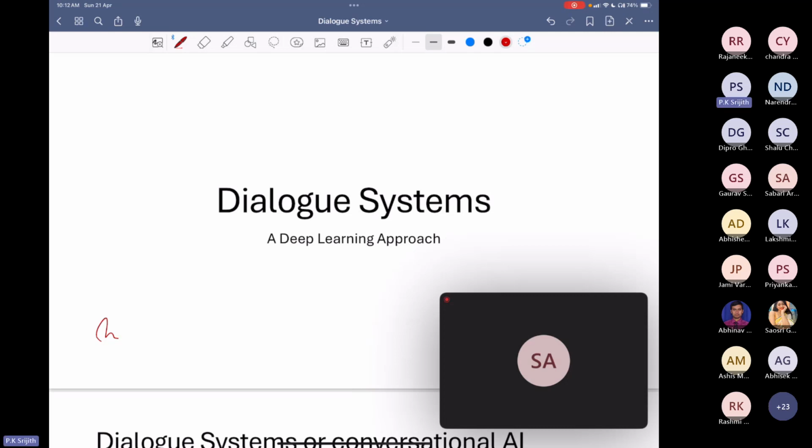And we will mostly look at what deep learning approaches there are, and also in general, the framework of dialogue systems, what framework they generally follow in order to accurately produce some conversations.